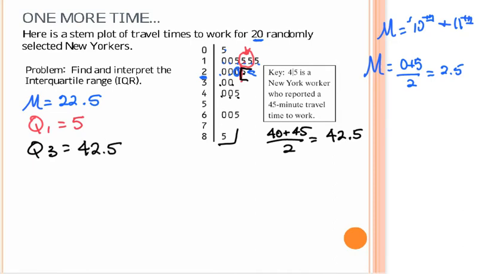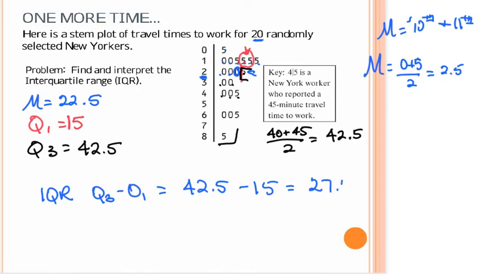All right, great. So now we're going to do the IQR. Did I say that was 5? That's actually 15. I wasn't paying attention. All right, so let's do the IQR. The IQR is quartile 3 minus quartile 1, which is 42.5 minus 15, which happens to be 27.5 minutes. All right, that's it.